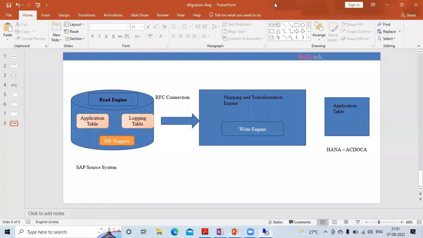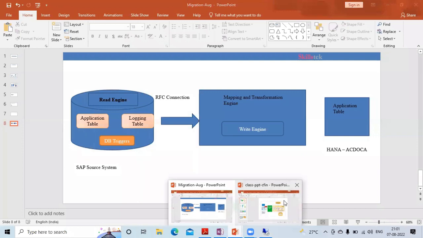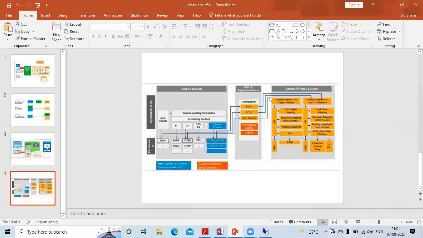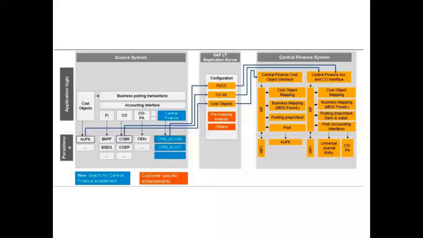Some PPT was open, just a second, related to your question. See here. Okay, so just try to get the idea at high level. When you are going to do the mapping, this is my SLT, this is my source system, and this will be my CFIN system. You are asking, are we going to take the data only from the BKPF, BSEC or everything? We are going to take all the tables, whatever is there in the source system, balance sheet, P&L, everything.